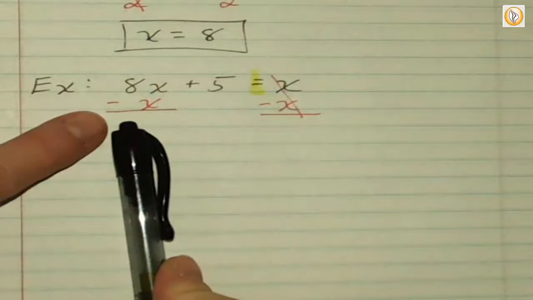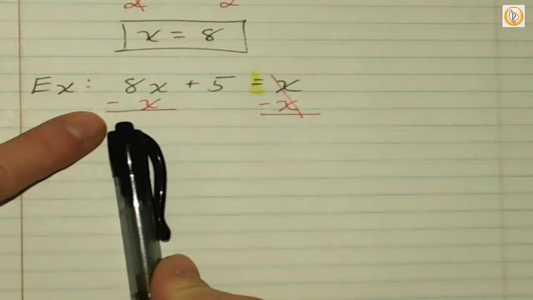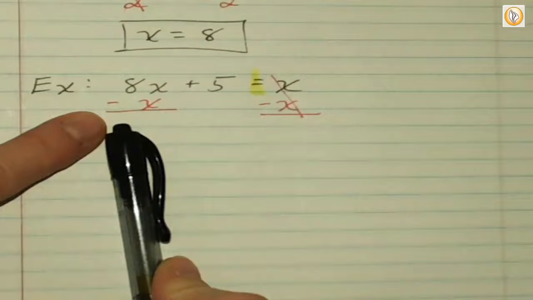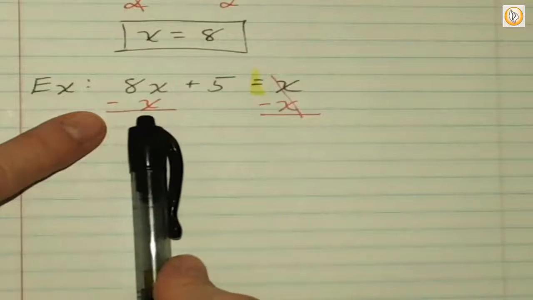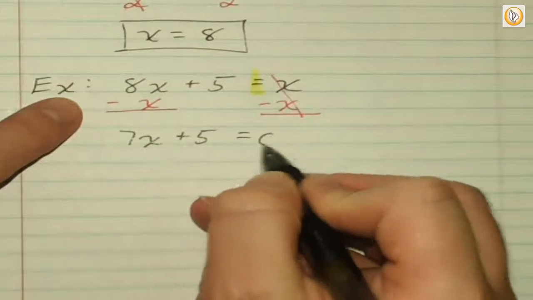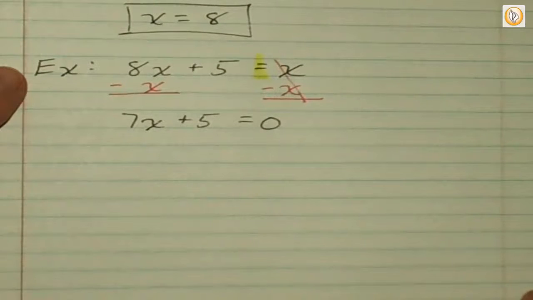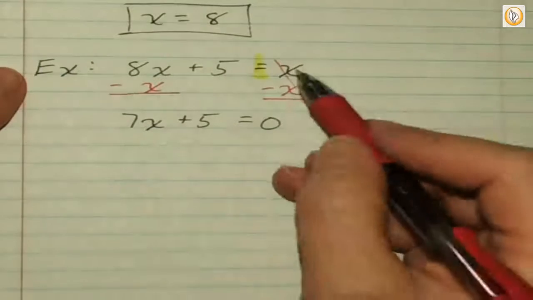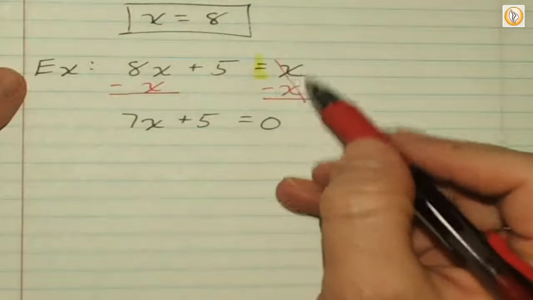If we don't have a number here, what do we pretend is there? That's right, we pretend there's a 1 here. So then that's 7x plus 5 equals 0. Any questions so far? Where did you get the 0 from? Because there's nothing left on this side of the equal sign.